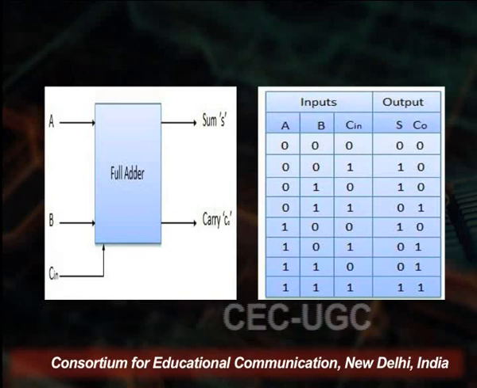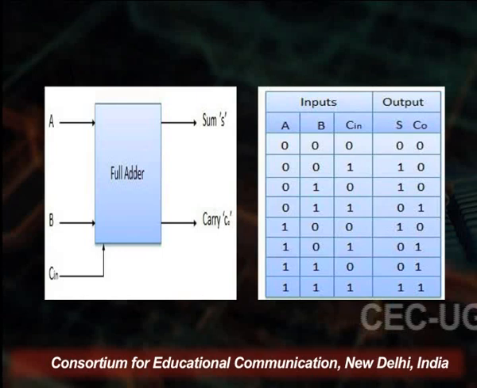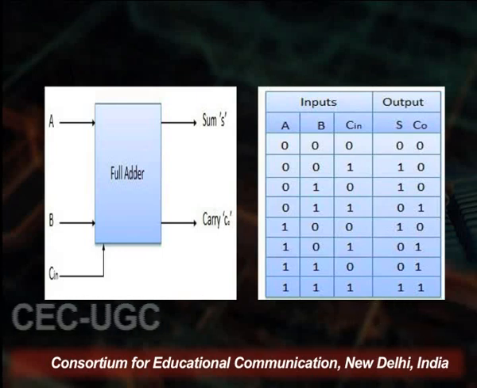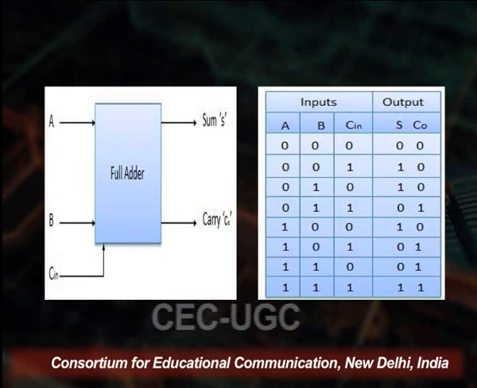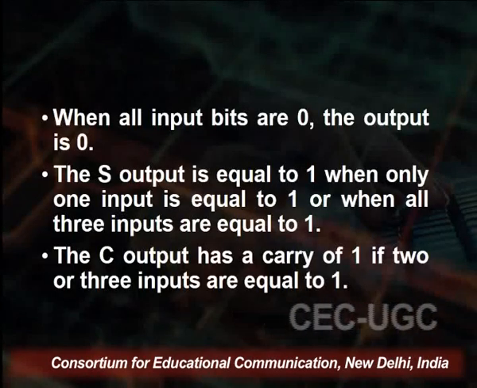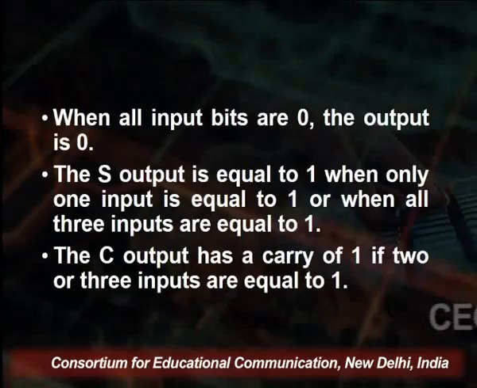Next, the row 2 rows after that, again S is 1 because A is 1. And the last one is all 3 inputs are 1, so your sum is also 1, which is what I was reading from the truth table right now. The C output has a carry of 1 if 2 or 3 inputs are equal to 1.